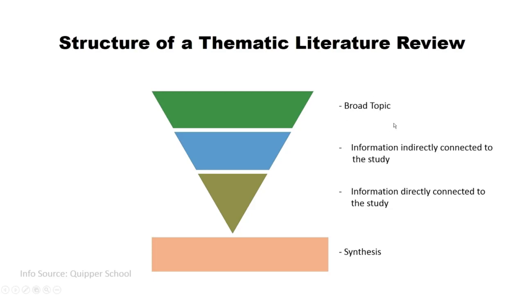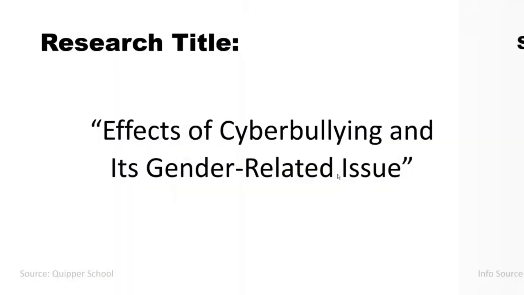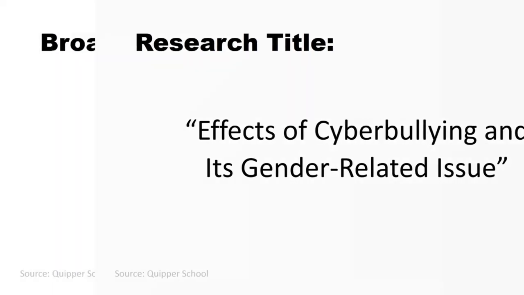So anong ibig sabihin ng broad topic, information indirectly connected to the study, and so on. So, don't worry guys because I'll be giving you full definitions at examples kung ano tong mga parts na to. So, for example, we have a research title entitled Effects of Cyberbullying and its Gender-Related Issue. I came up with a source for this text, so you can just read it here. Tandaan nyo kung anong title niyan, and I'm going to show you examples of how to create a literature review. Although the examples that I'll give are not that long, the most important thing is you will get the idea of how to create your own literature review.